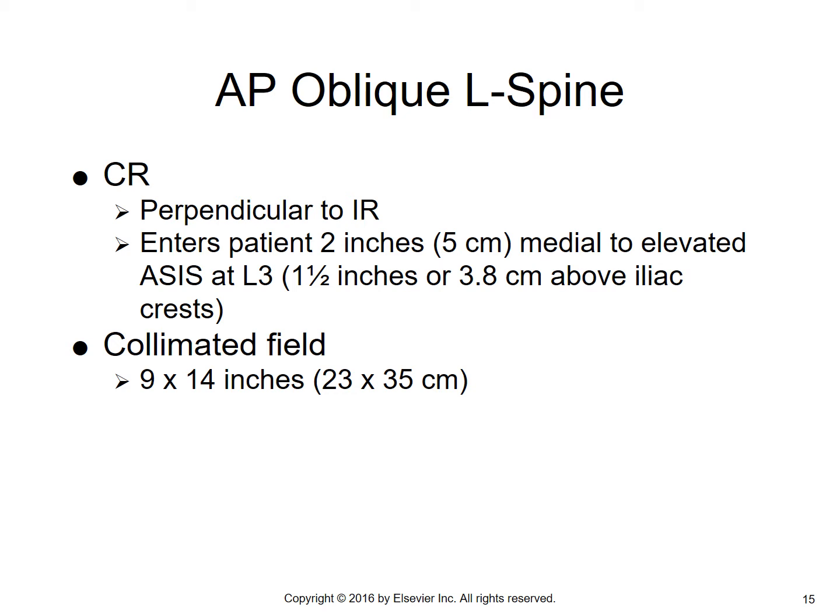You're going to enter the patient 2 inches medial to the elevated ASIS. So you're going to palpate the ASIS. They are turned on their side, so you're going to be working with the ASIS that's on the upside, the elevated side, and you're going to go 2 inches medial at L3, which is 1.5 inches above the iliac crest. Collimated field, 9 by 14 inches.